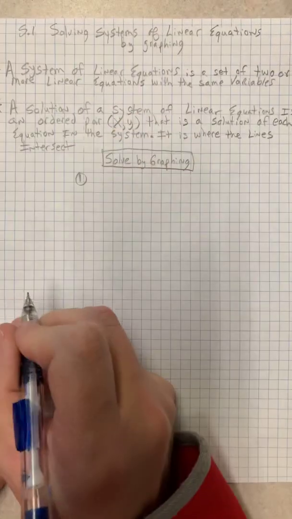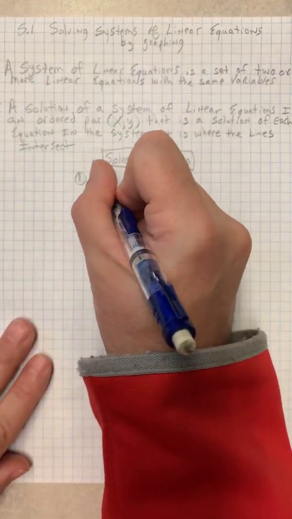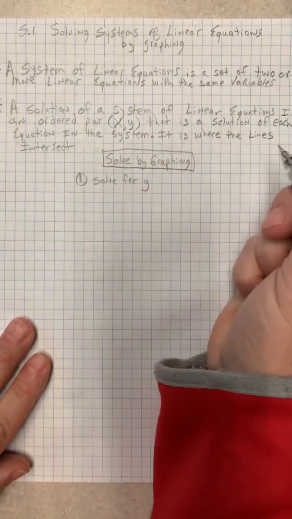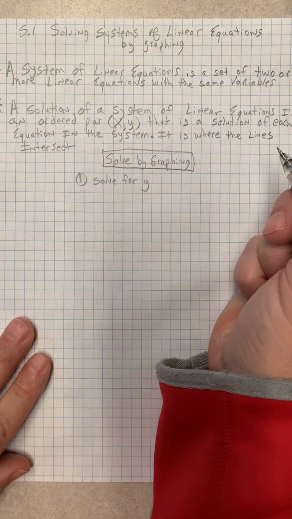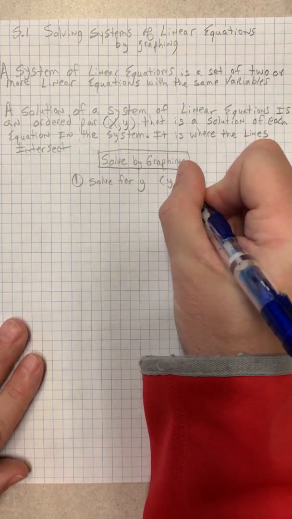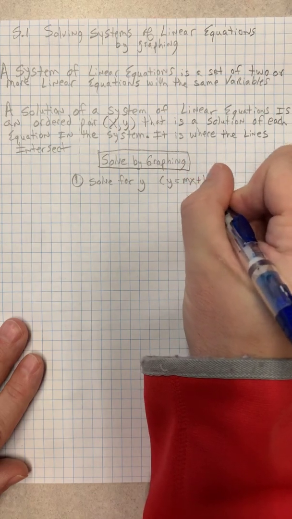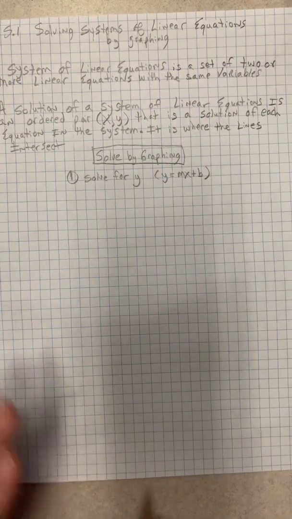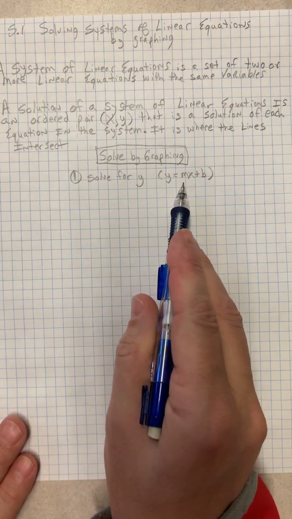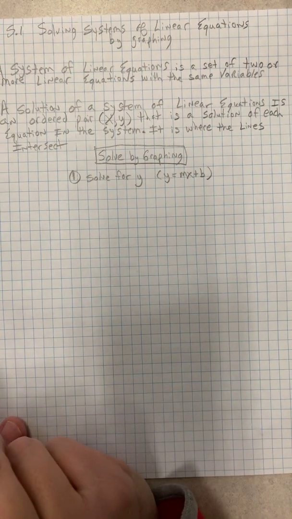Little roadmap here. Step 1: solve for y. We've been doing this for 3 chapters now. We want to make sure that these equations look like y equals mx plus b, because that's going to be our go-to to graph them. Get it solved for y so we can graph them. You could certainly use intercept form. You've got to get them graphed, but our go-to for most of us is going to be y equals mx plus b.